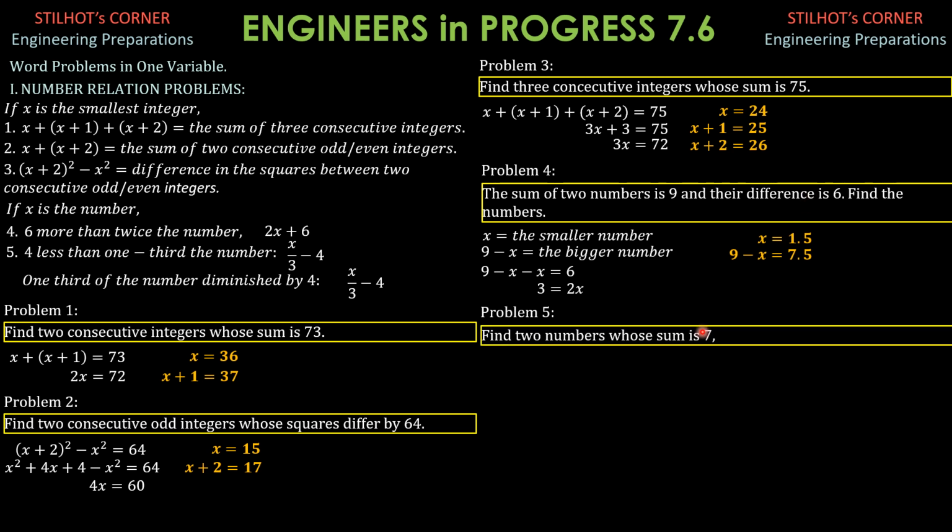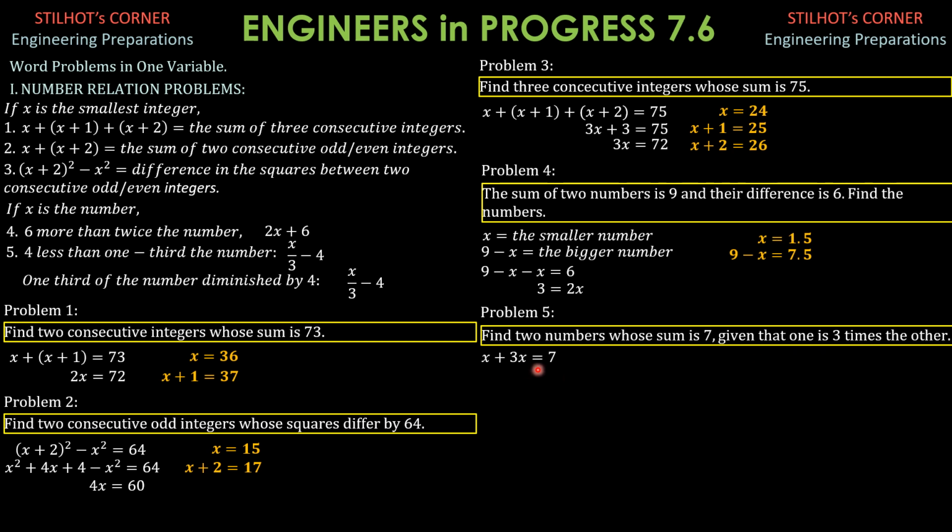Problem 5. Find two numbers whose sum is 7 given that one is 3 times the other. So if we represent x as the smaller number, then the bigger number is 3x. And their sum is 7. Therefore, smaller x plus the bigger number 3x equals 7. So x plus 3x equals 7.